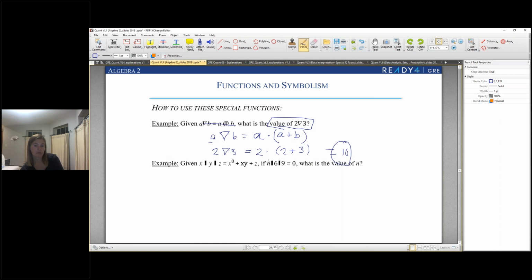All right, so this one should be, I think, YZ plus Z. Okay, so X bar Y bar Z is equal to X squared plus YZ plus Z. If N bar 6 bar 9 is equal to 0, what is N? Take a minute on this one.